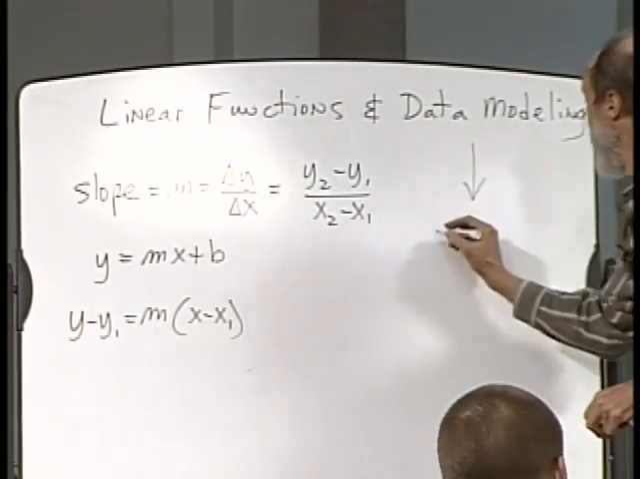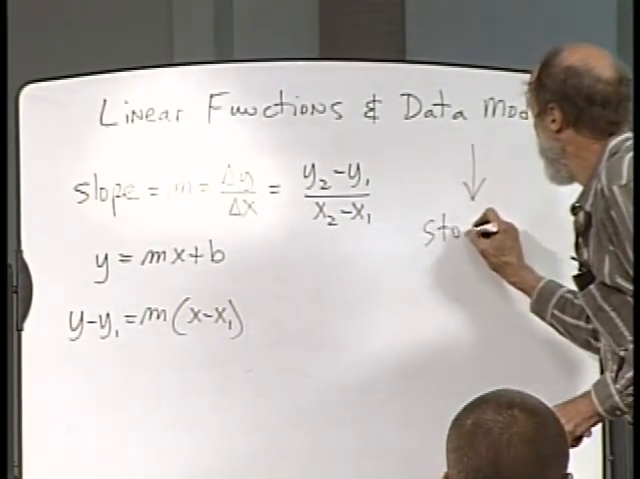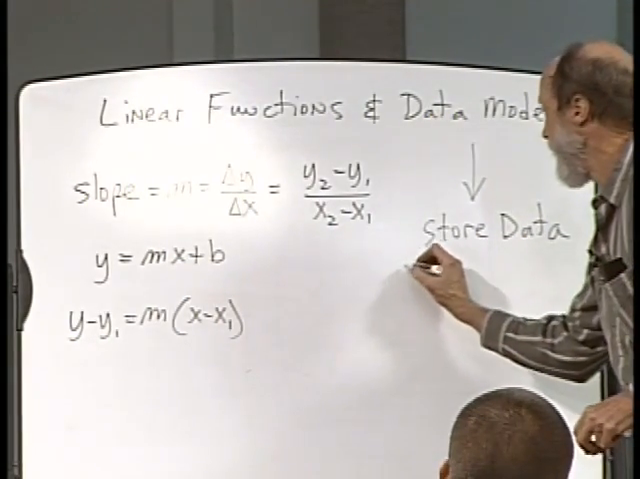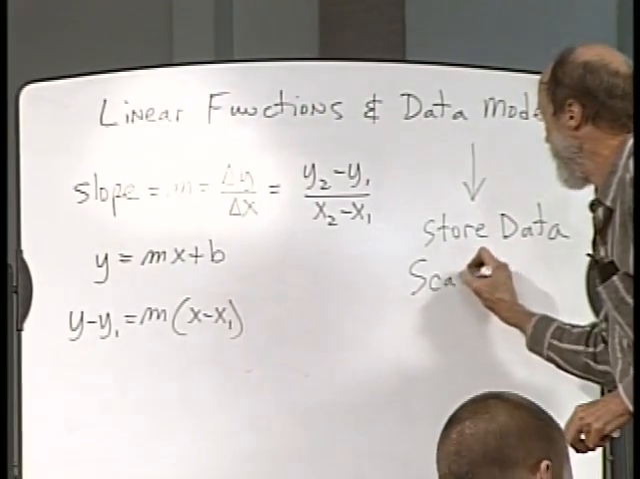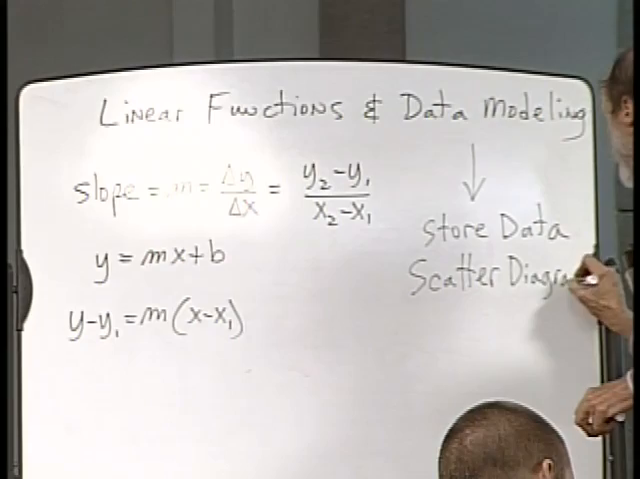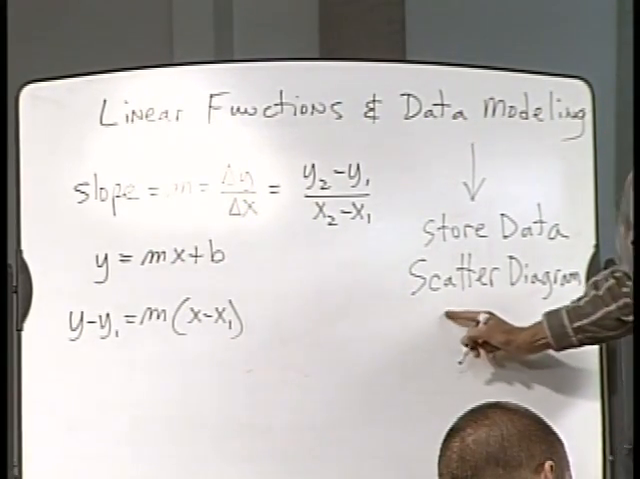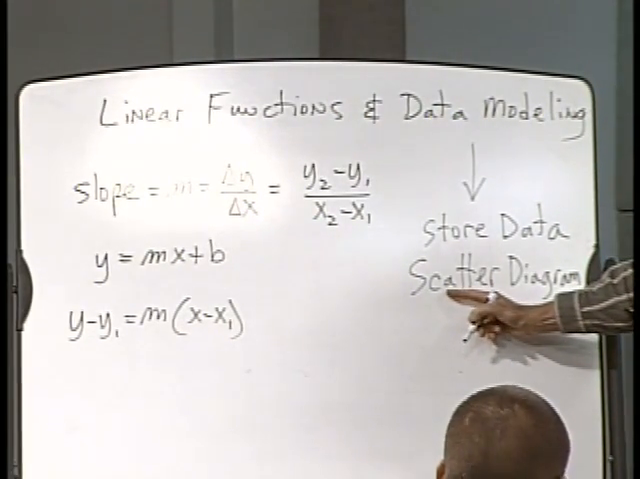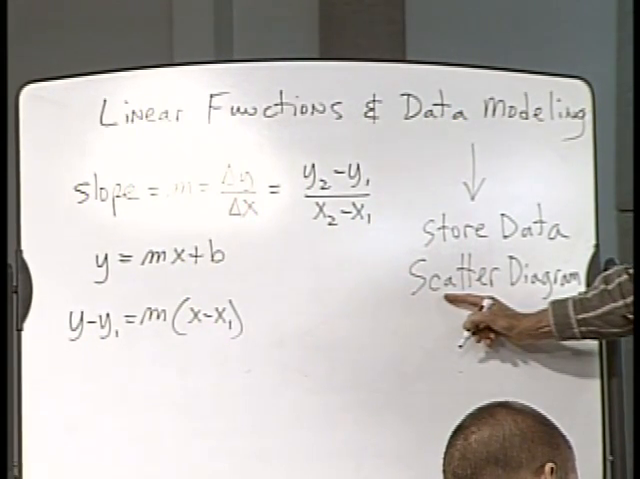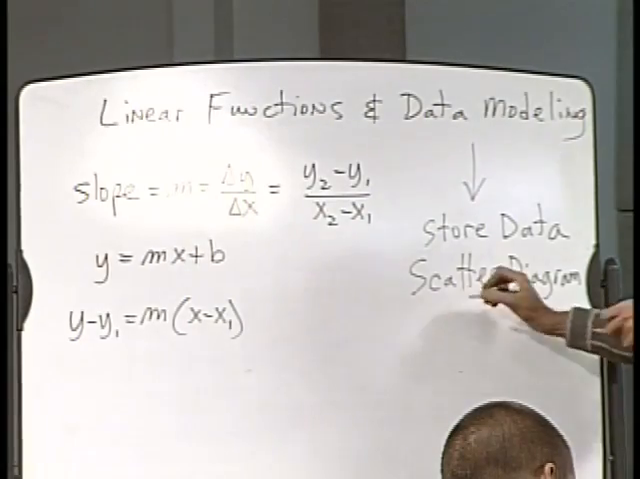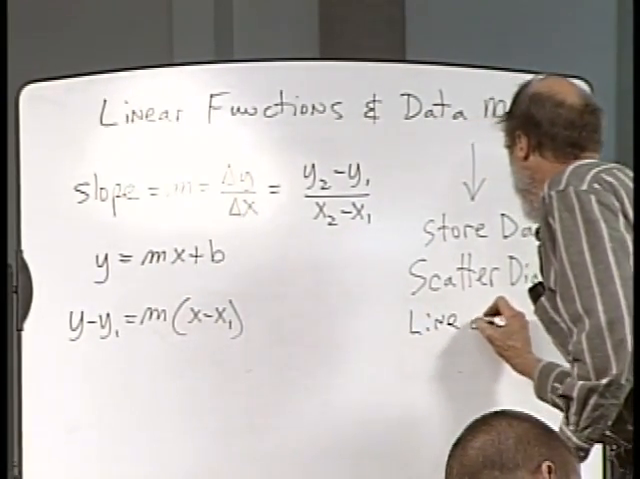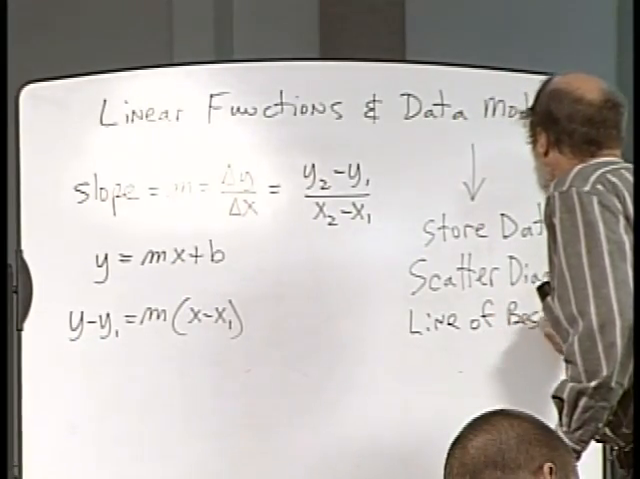So what we're going to do is store data, and then generate a scatter diagram. And then we're going to let the calculator use some statistical features to create what's called a regression line, or the line of best fit.